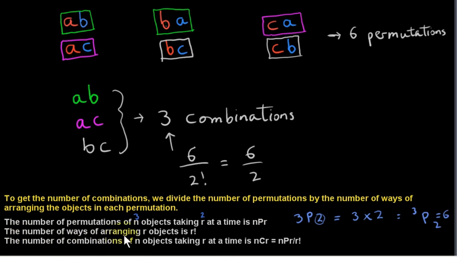The number of ways of arranging r objects is r factorial. So r is 2 in the example we just did. So we have 2 factorial, which means we take the 2 and multiply it back all the way to 1. That's what factorial means. So we have 2 by 1, which is 2. And we know that to get the number of combinations, we divide the number of permutations by the number of ways of arranging the objects in each permutation. So we have to take nPr and divide by r factorial. That's how we get the number of combinations. So nPr is 6, and we divide by r factorial, which is 2, and as we've seen before, we get 3.